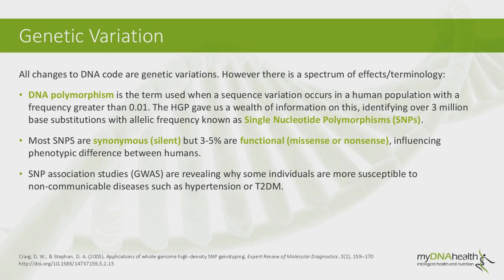So we have what are known as SNP association studies. So these are GWAS studies, and these are where we look at why some individuals are more susceptible to what we call non-communicable diseases such as hypertension and type 2 diabetes. So these are studies that take one population and look at their SNPs, their differences, and compare to another. So they may take a group with hypertension and compare to a group that doesn't have hypertension and look at these functional SNPs within that and try and pull out ones that are very relevant to that.